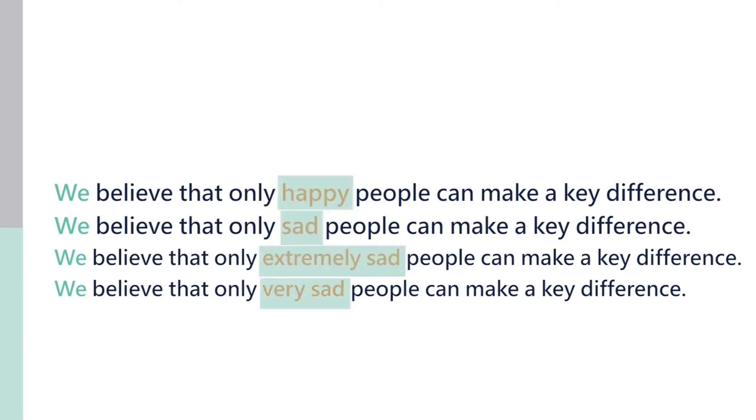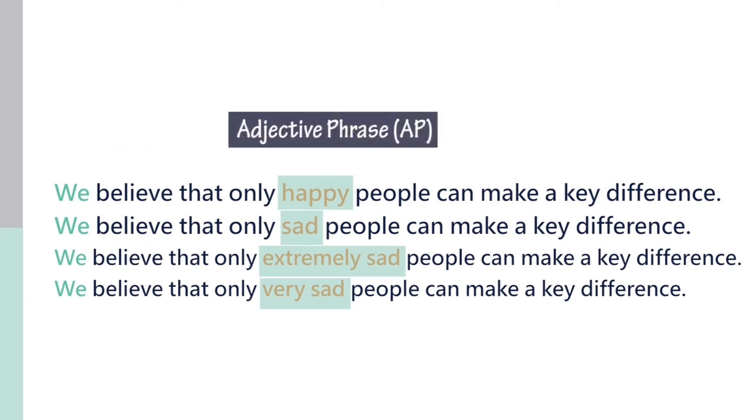Because all these color-coded words belong to the same syntactic category, they can successfully replace each other. And by successfully, I mean without affecting the grammaticality of the sentence.